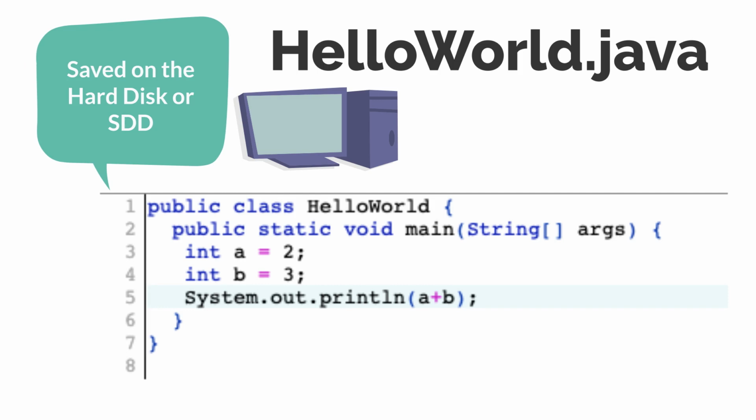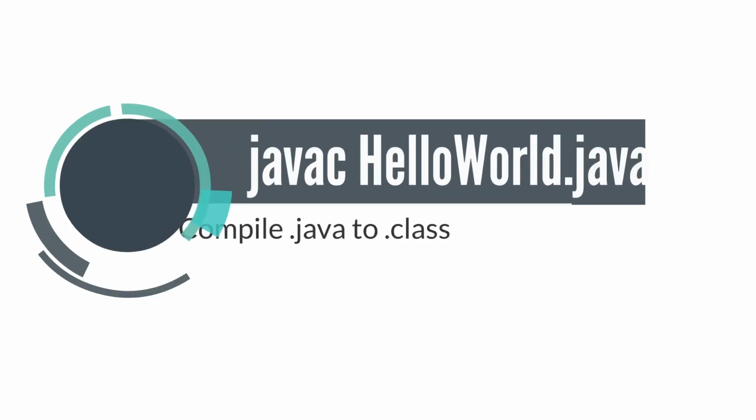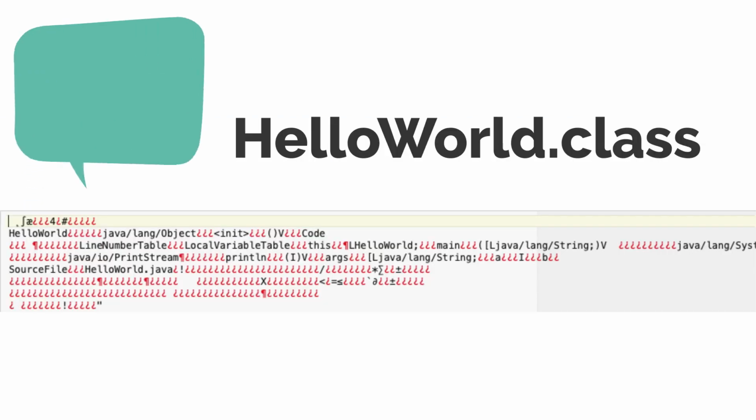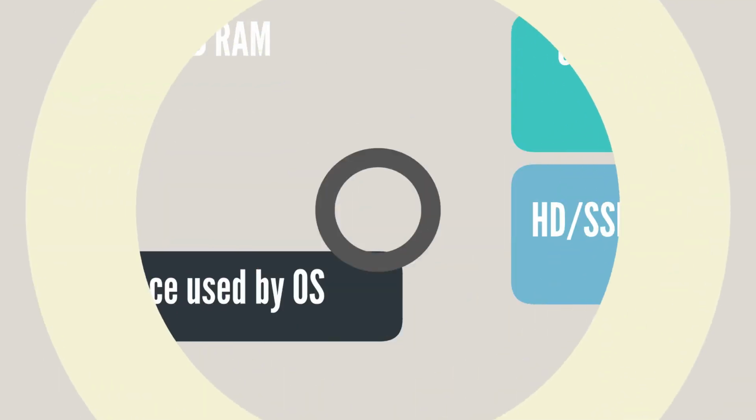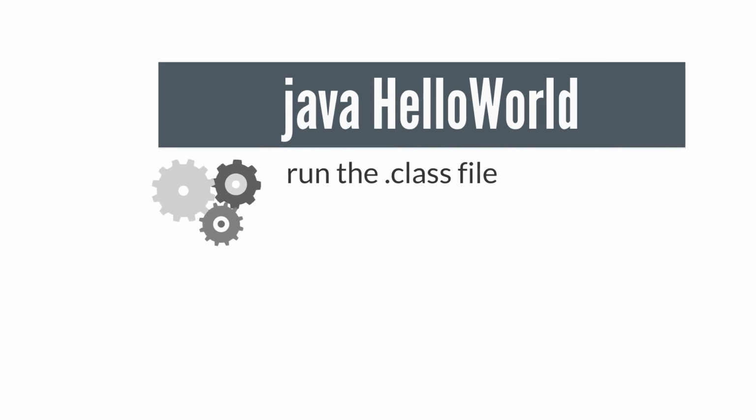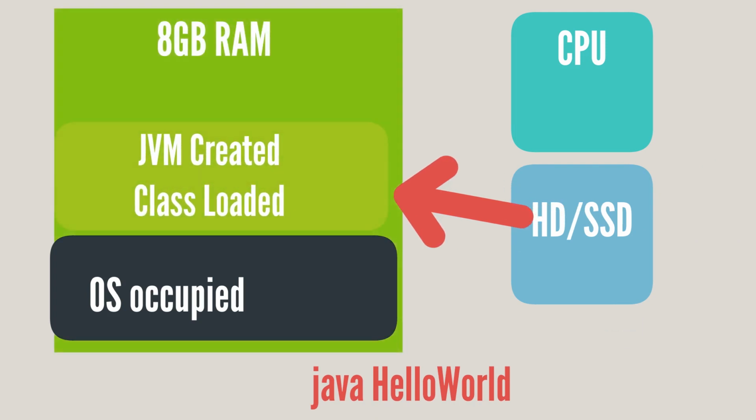So, when you write and save your program, typically using an IDE or a text editor, you save it on a hard disk. When you compile your program using javac, the compiled .class file is also saved on the hard disk. Before we run the Java program, let's look into the RAM space. When the computer is started, also called booted, the OS and other programs have already occupied some portion of RAM. Now, when you run your program, first a JVM, Java Virtual Machine, is created and then your class is loaded into the RAM.